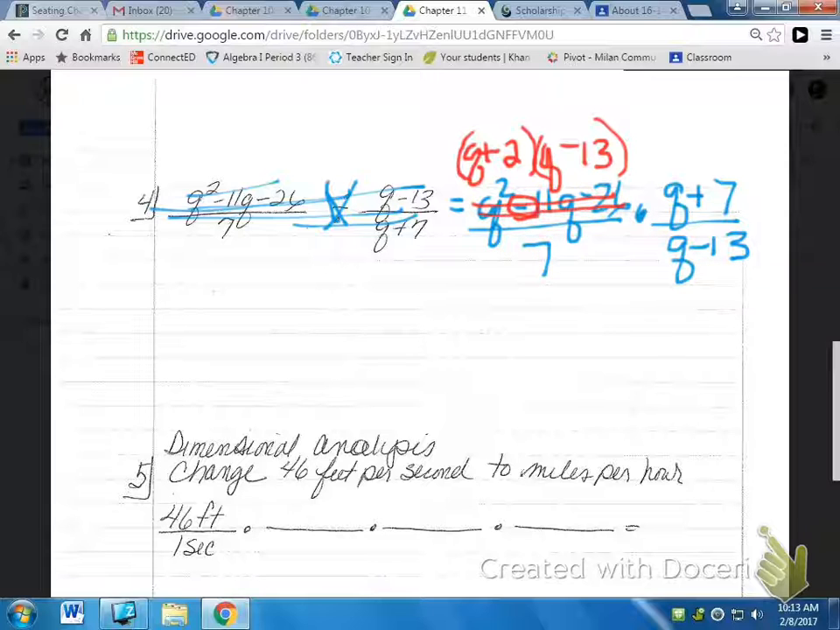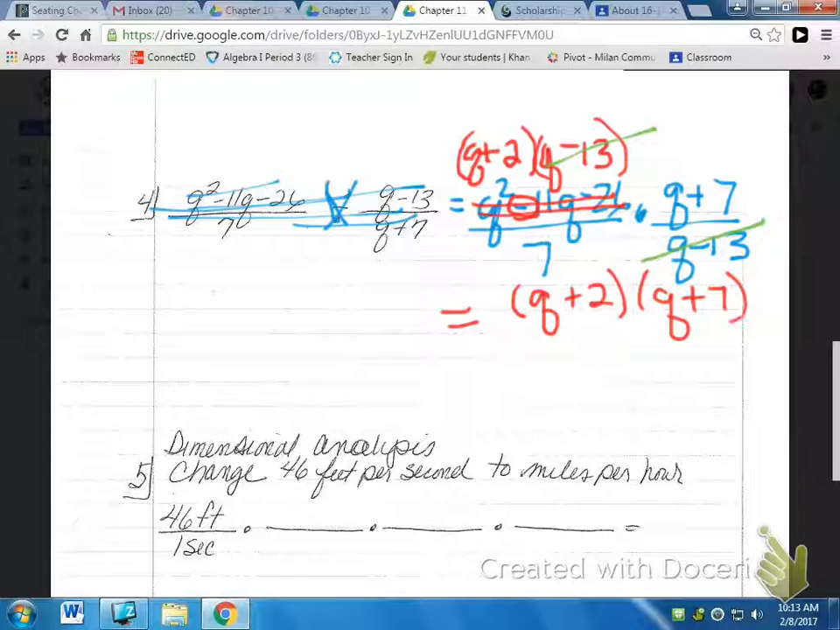It's now not that anymore. So you go across the problem. Do you see anything that cancels? Yeah, we're going to cancel out the q minus 13s, but that's it. So my final answer would be, and this is how you'd write it, the quantity of q plus 2 times the quantity q plus 7 all over 7.